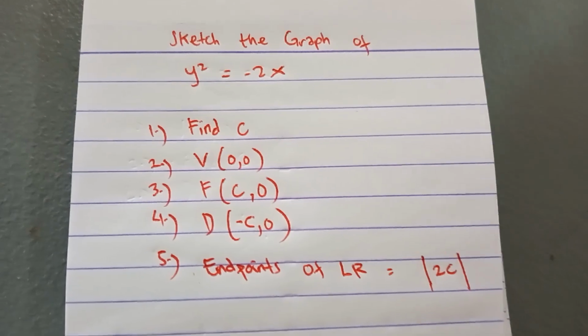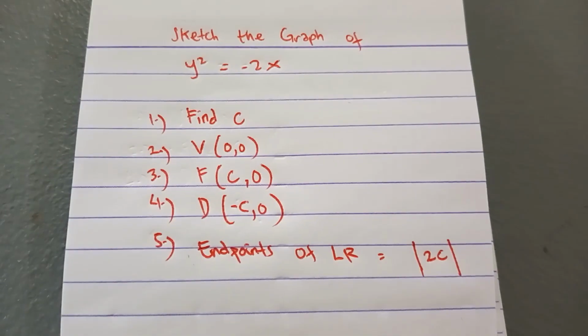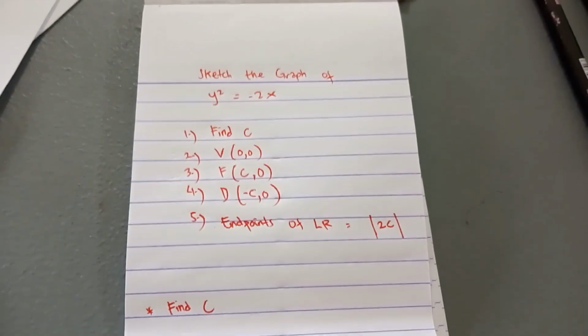In order for you to be enlightened, let's have an example about a parabola that opens to the left. Say for instance, you need to sketch the graph of y squared equals negative 2x. As we all know, there are 5 conditions that we need to follow. We have vertex, focus, directrix, and endpoints of latus rectum.